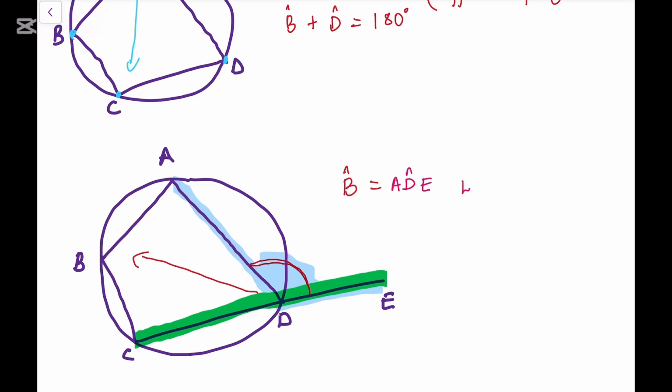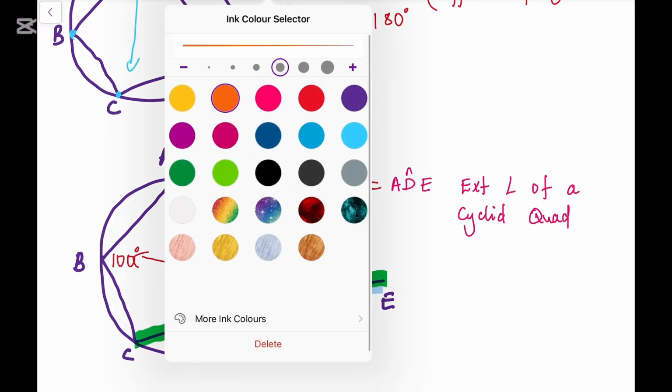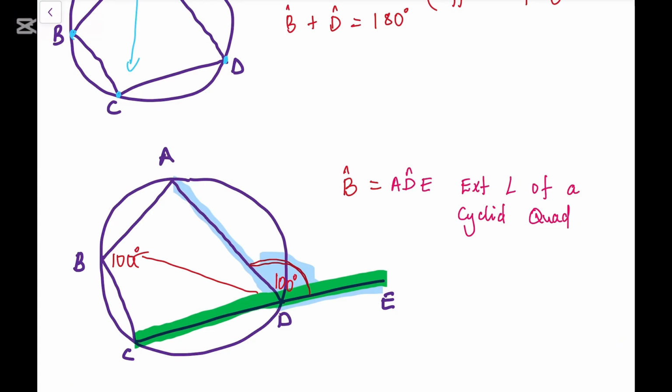Reason, you just say exterior angle of a cyclic quad. So if this angle here is equal to 100 degrees, this one will be 100 degrees as well. Because this is a straight line, remember, angles on a straight line always add up to 180. So if this one is 100, obviously this one will be 80.